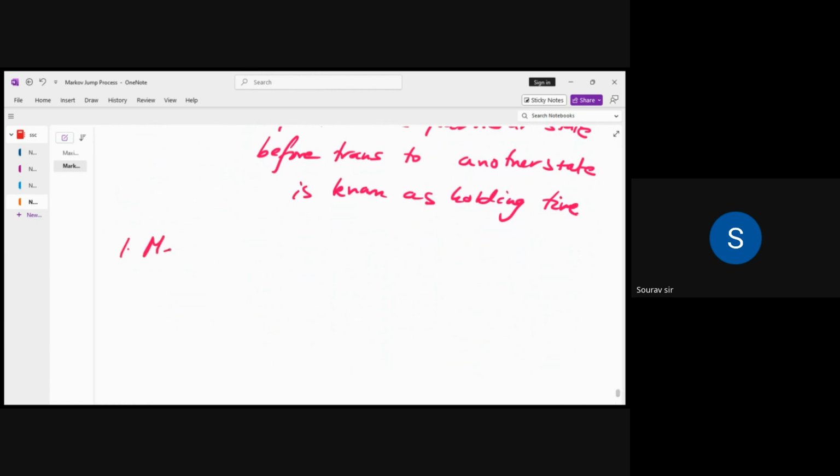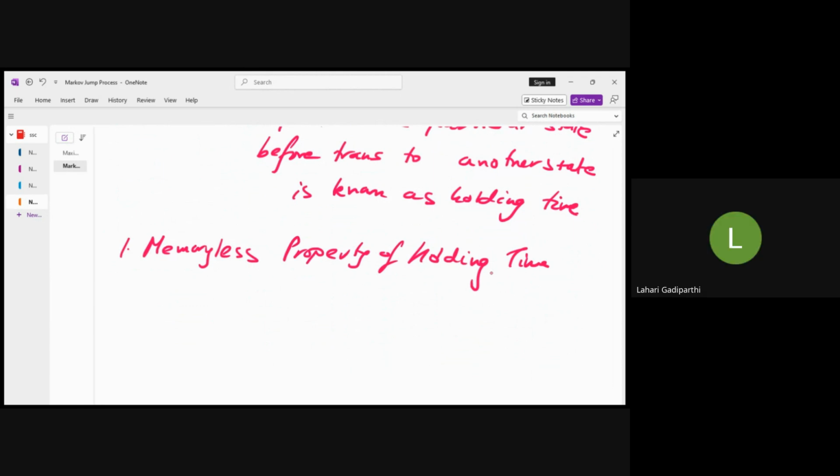So first, the memoryless property of holding time. It's kind of like the Markov chain property. Exactly. It is so in the Markov jump process too. The holding time in a state follows an exponential distribution, and that is why the Markov process remains memoryless.